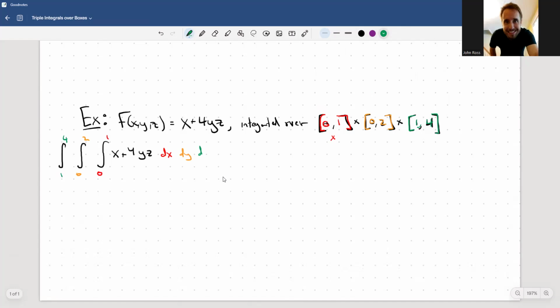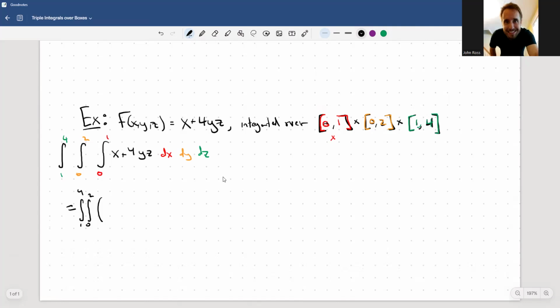So I'll integrate dz. I did not have to choose this order. I'm just doing that spur of the moment because that's the way it's written. But we could really choose any order that we wanted. Okay, so let's go ahead and give this a go. And so my outer integrals are going to stay the same from 1 to 4 and from 0 to 2.